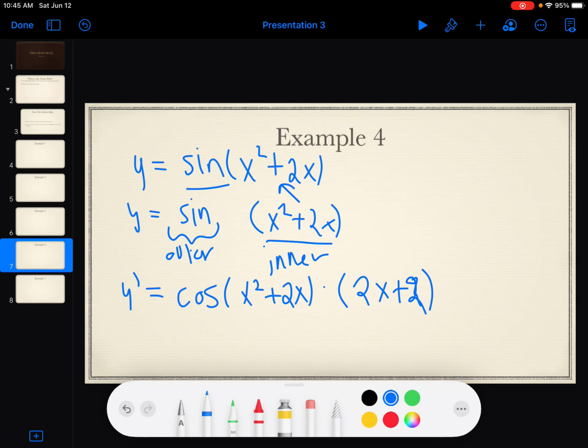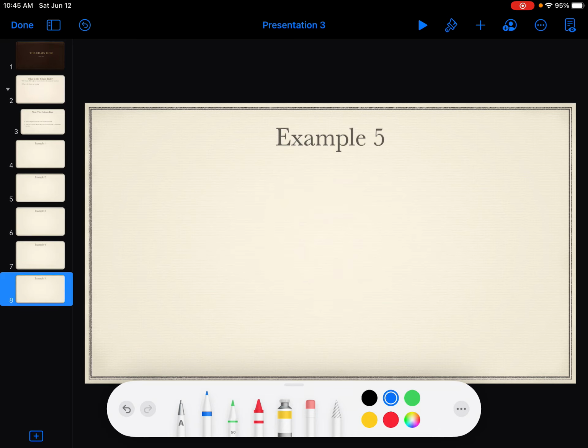Much quicker, much faster, just realizing what the outer function is and leaving it, taking the derivative, evaluating it at the inner function, times the derivative of the inner function. So remember, outside inward. Our outer function was sine of something, and that something was the inner function, which was x squared plus 2x. So let's do our last example.